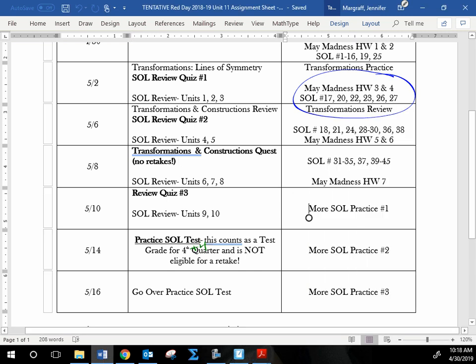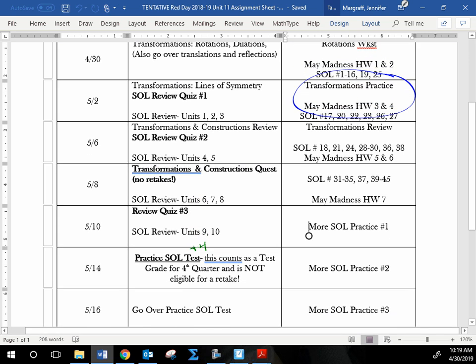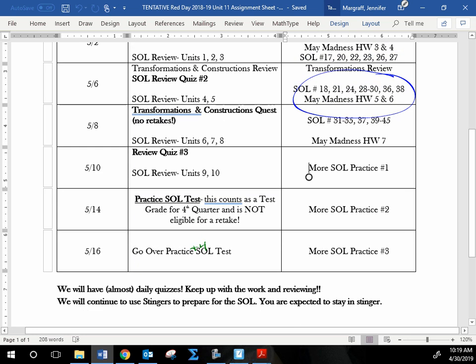So again, each day you'll have a few components to your homework. The homework over the new topic we've learned, and then SOL review in terms of May Madness and the SOL review packet. Well, we are gearing up toward our transformation and constructions quest on the 8th. And then we will have one more day of review, and then our practice SOL test. We'll go over our practice SOL test, and then we start into our ellipses unit. So once we get close to that, then we'll take a look at our assignment sheet for ellipses and the rest of the year. But for right now, we are at SOL transformations.